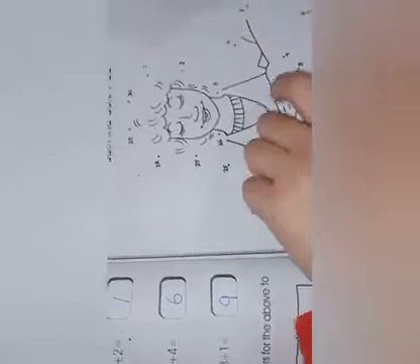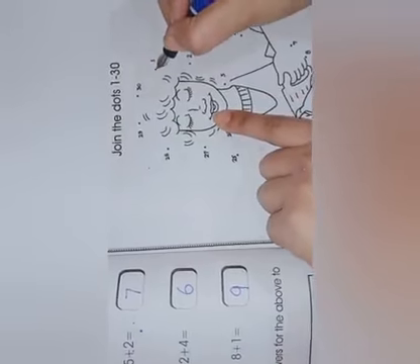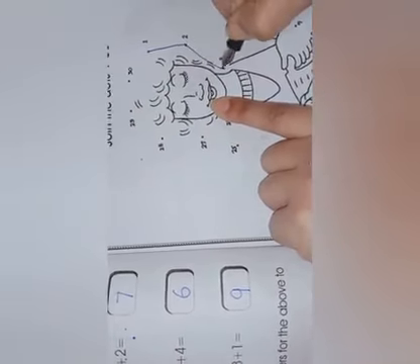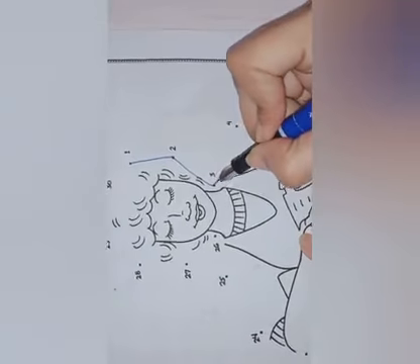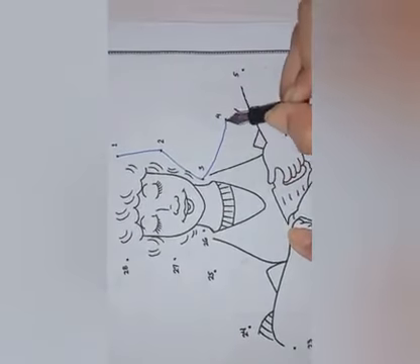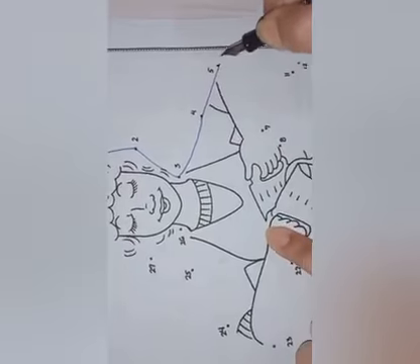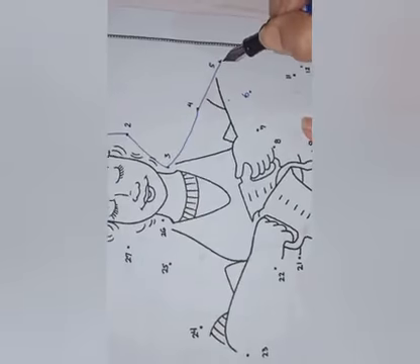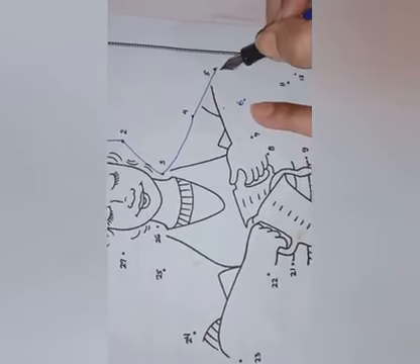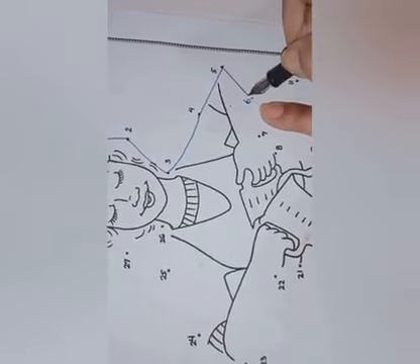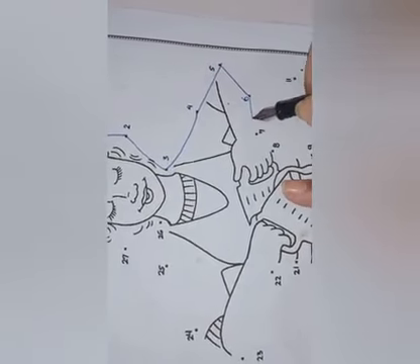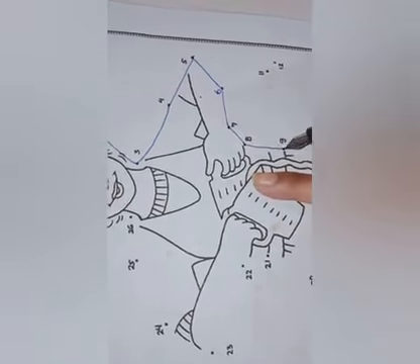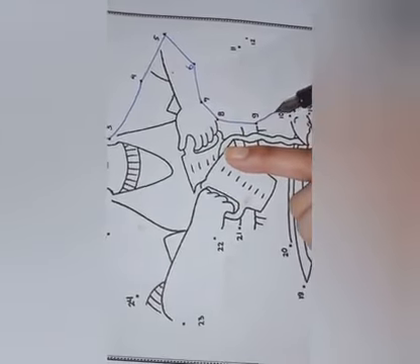Okay, we will join the dots. 1, 2, 3, 4, 5. Where is 6? Okay, we will write 6. So we will join here 5 to 6, 7, 8, 9, 10.